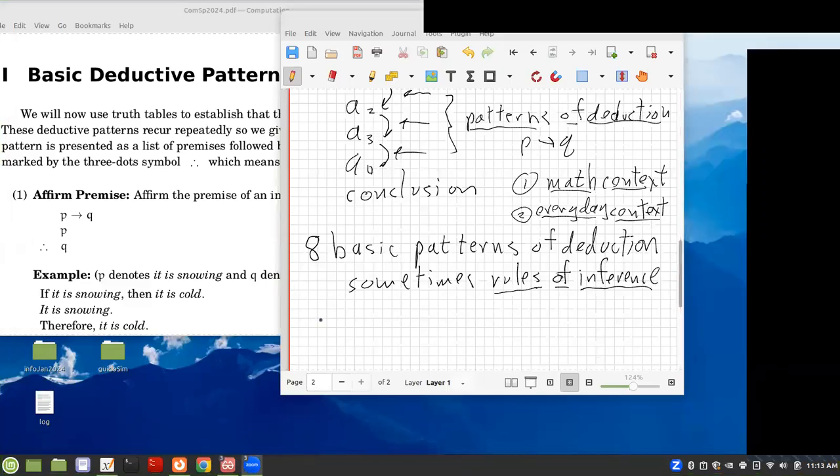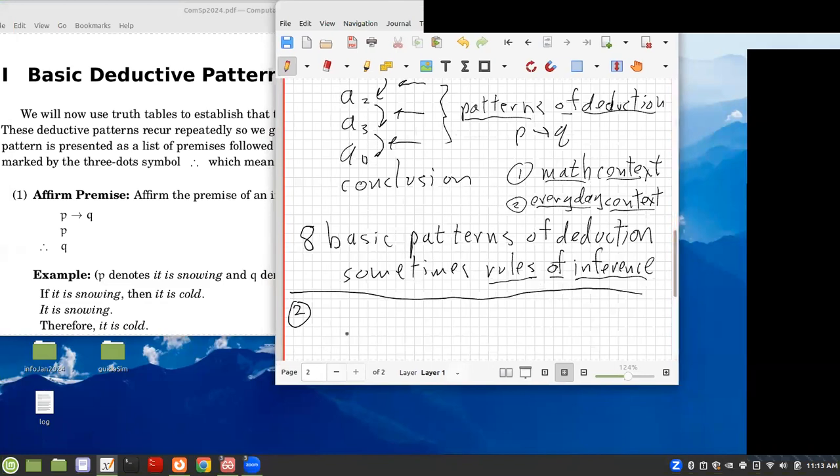Okay, here we have our second part, which we're going to continue with the first pattern of deduction, a rule of inference. Now, I've given them names.